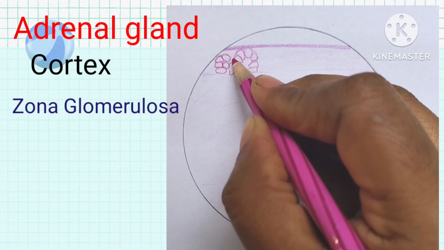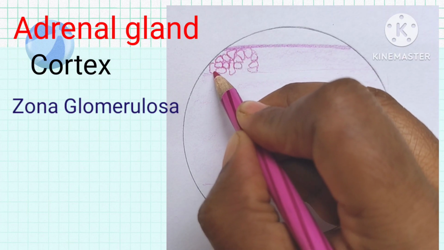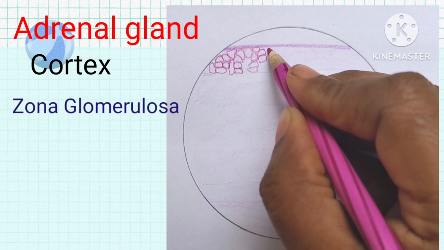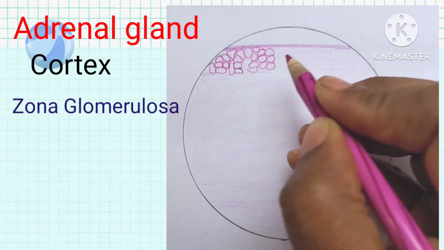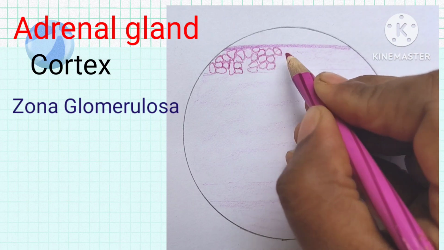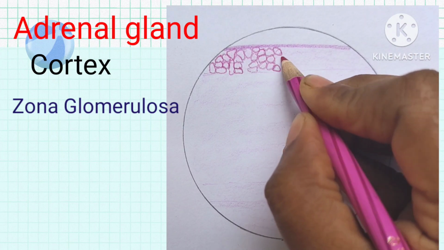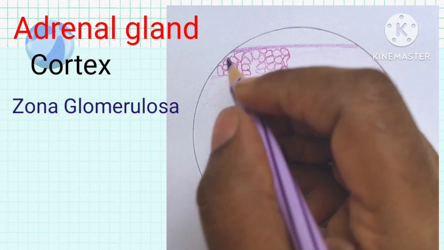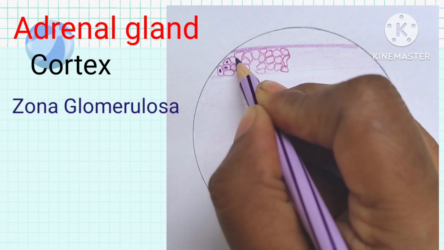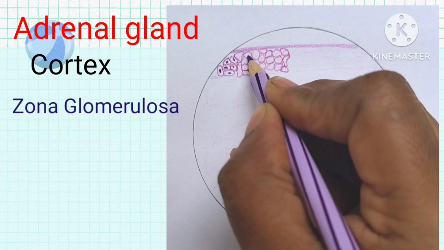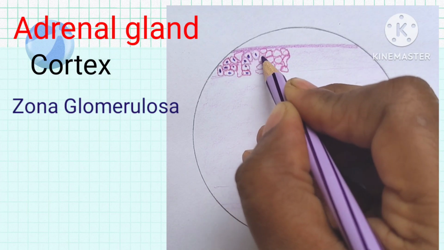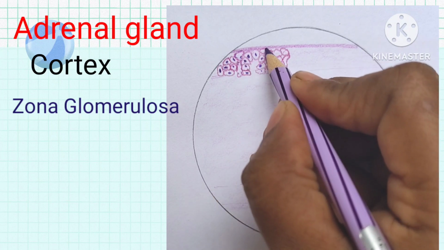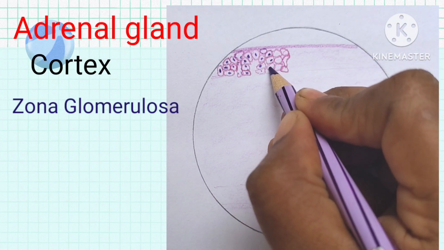Then we start drawing. The outermost layer, the zona glomerulosa. Here the cells are polyhedral in shape with a deeply stained nucleus. The cells are arranged in the form of closely packed clusters or in an arched manner, U shape, C shape, any shape you can write. So the cells are a little polyhedral with a deeply staining nucleus. In between these clusters of cells we have fenestrated sinusoidal capillaries.